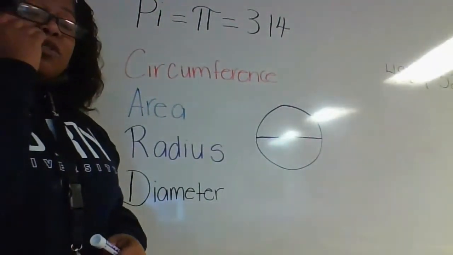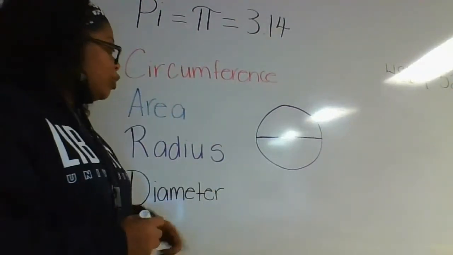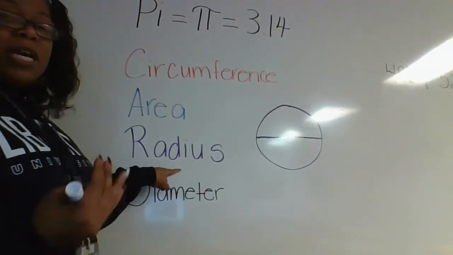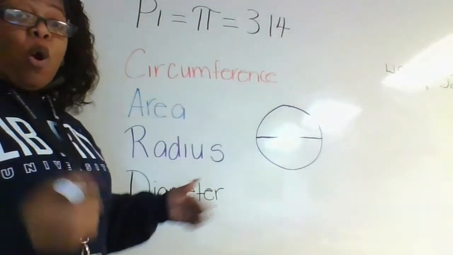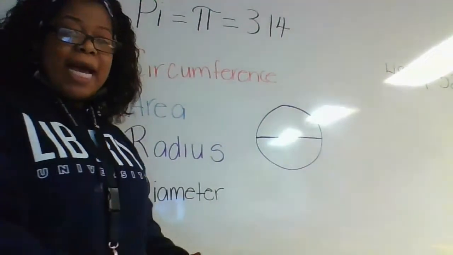Things that we use to calculate is we use the radius, which is the measurement from half the circle to the other side, or half of the diameter.